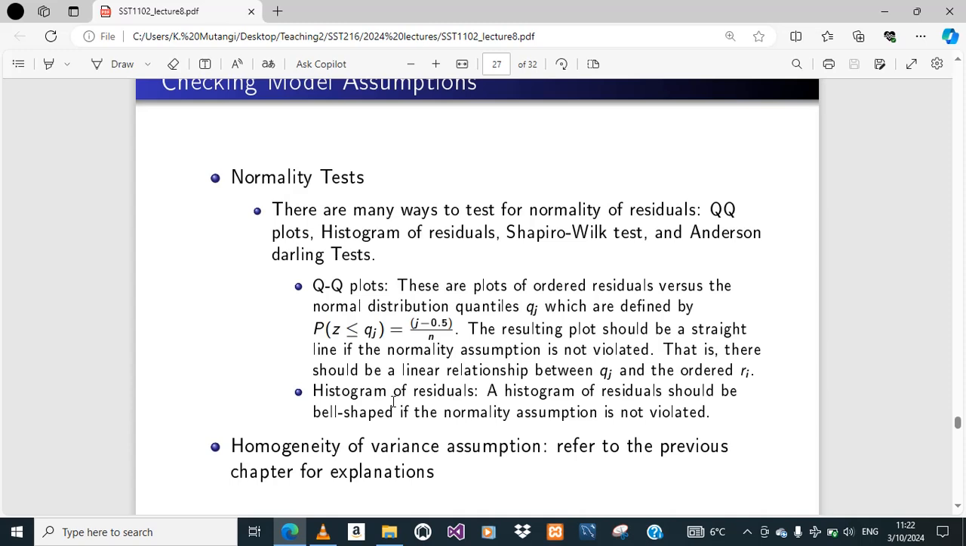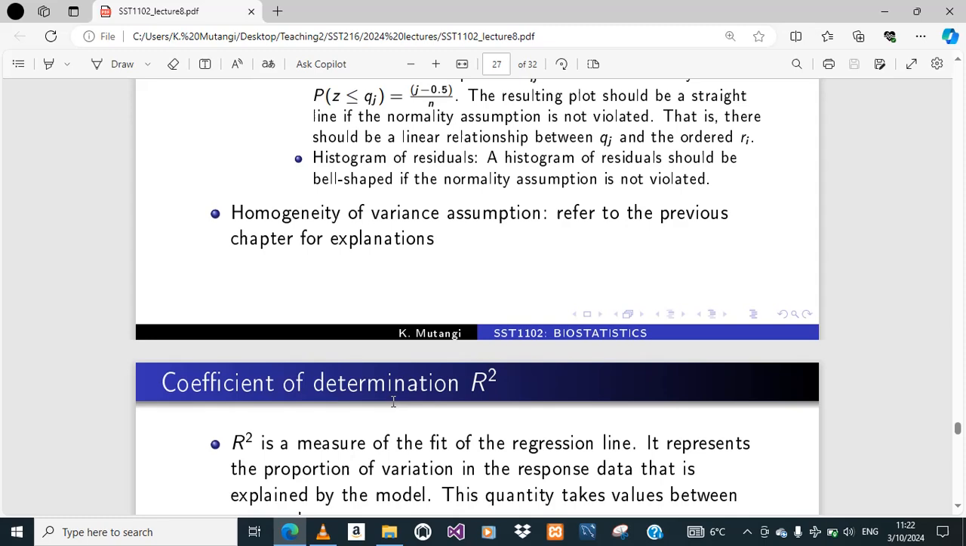Note that we've covered these aspects before. You might use R to do a QQ plot by simply using qqnorm, and then you fit a line using qqline. And the resulting plot should actually be a straight line if the normality assumption is not violated, which means there should be a linear relationship there between qj and the ordered ri. The other way to check normality is to use the residuals. A histogram of residuals should be bell-shaped if the normality assumption is not violated.